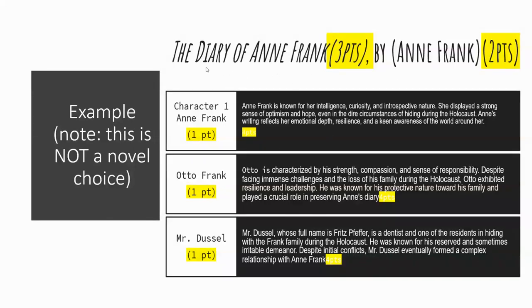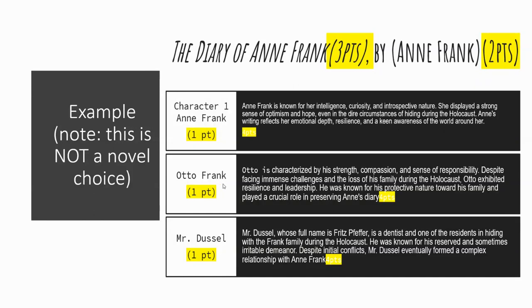So I did the Diary of Anne Frank. So at the top here, I entered the Diary of Anne Frank. That is worth 3 points. And the author is Anne Frank. That's worth another 2 points. Character 1, I chose Anne Frank. And then I gave a description about her curiosity, her introspective nature, and those circumstances hiding during the Holocaust.